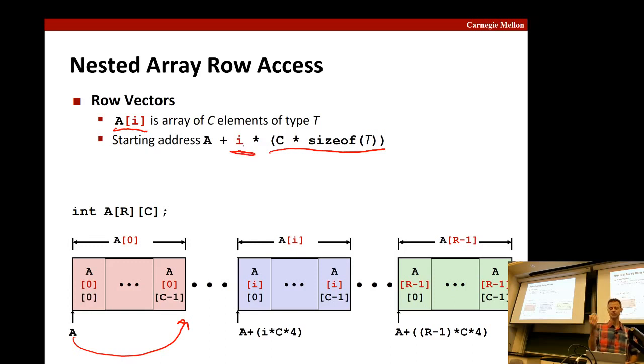And you can see another reason why C indexes start at 0. Basically, I don't have to subtract 1 off the I. So A sub 0 just naturally falls in here. And if I want the ith row, then it's I times C times 4. In this case, I'm showing an example where they're integers, so it's 4 bytes each. Questions on that?